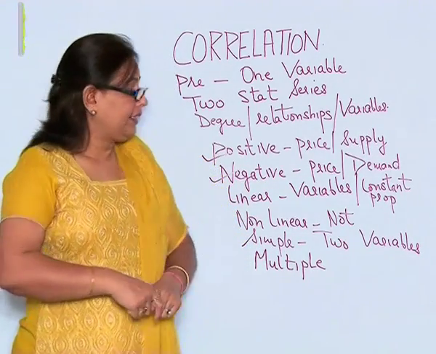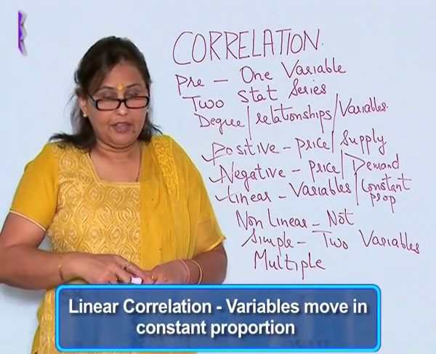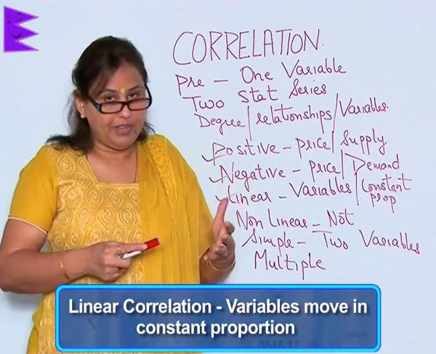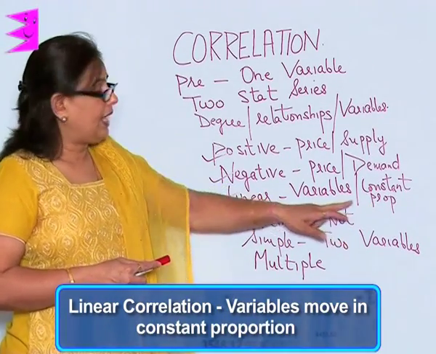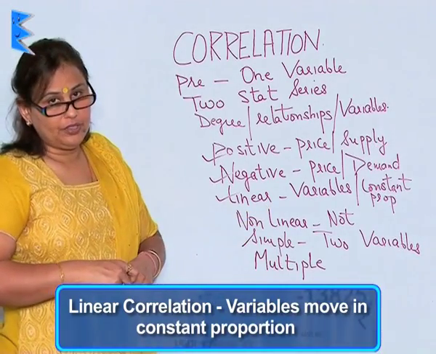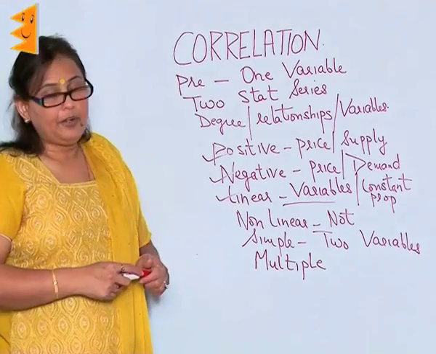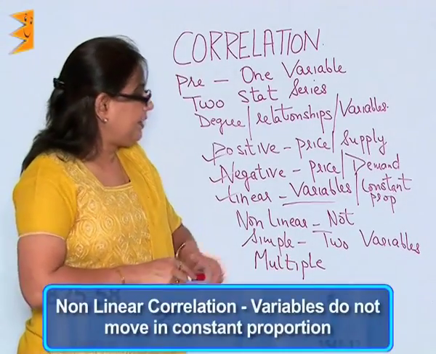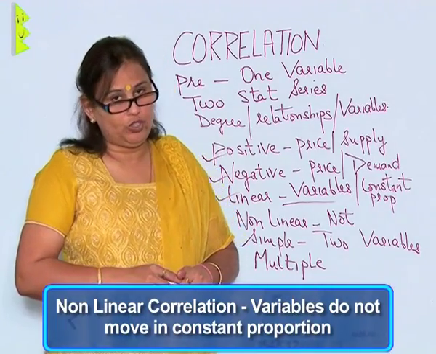Then we have the linear correlation. The linear correlation is when two or more variables move in constant proportion. You can draw a line. And non-linear correlation is when the variables do not move in constant proportion.